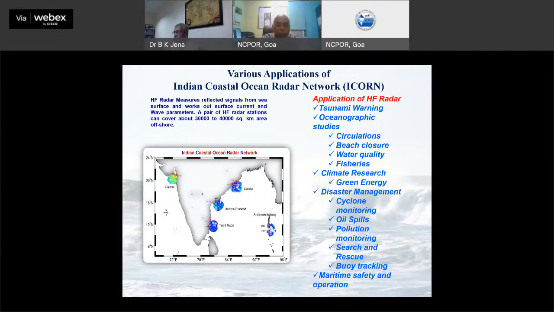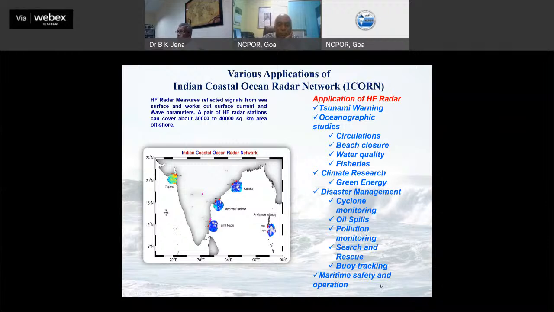And then some of the research applications I want to put here before time runs short. So these are the various applications people can look at. One is tsunami warning, oceanography studies, that is circulations. Then beach closure, that is coastal erosion and accretion studies, water quality monitoring, fishery larva movements and potential fishery zone studies, climate research, that is green energy. It is very, very useful for disaster management, cyclone monitoring, oil spill monitoring, pollution monitoring, search and rescue, buoy tracking, then maritime safety and operation.